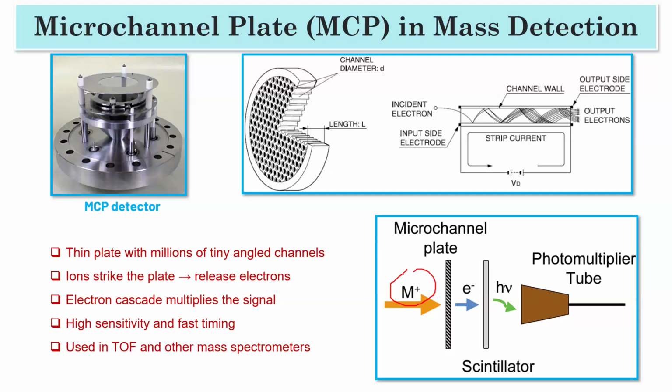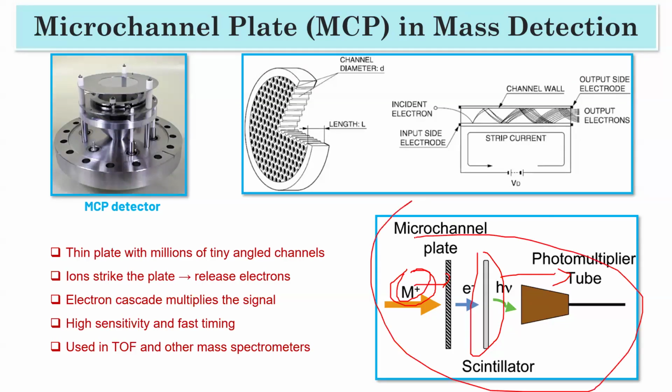Okay, similar concept that I talked about. You can see the molecular ion hitting the plate, and then it goes to the scintillator, and then to the photomultiplier tube. I talked about this in the previous slide, but here there are many channels. That is the difference, and that is why we call it a microchannel plate.